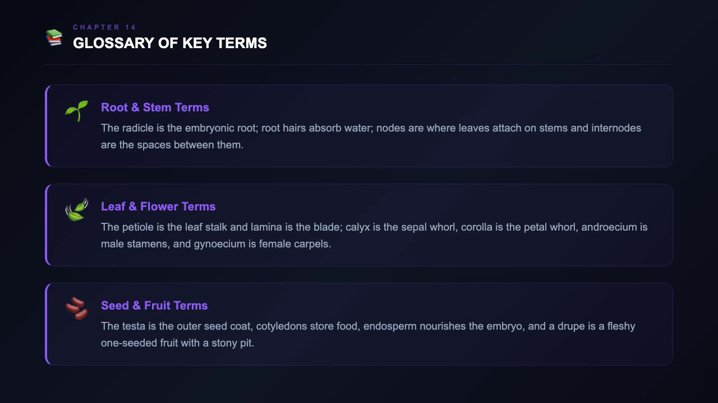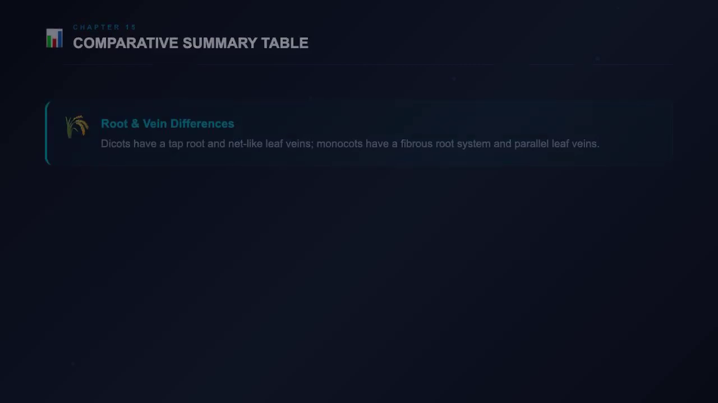In flowers, the calyx is the outer sepal whorl, and the corolla is the petal whorl. The androecium refers to male stamens, and the gynoecium is the female carpel whorl. Seeds have a cotyledon, plumule, and scutellum. The testa is the outer seed coat, and endosperm stores food. A drupe is a fleshy one-seeded fruit with a stony pit.